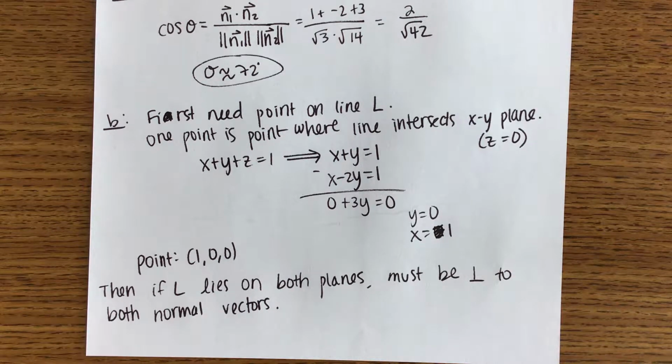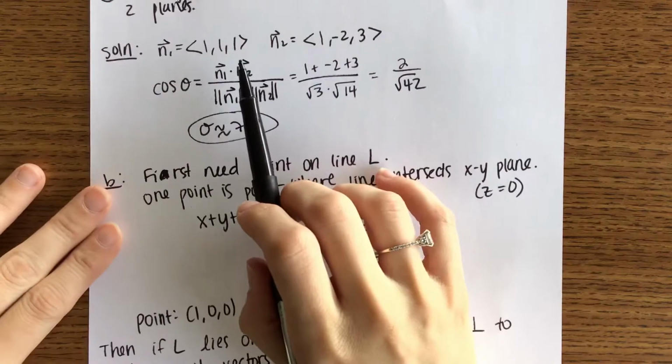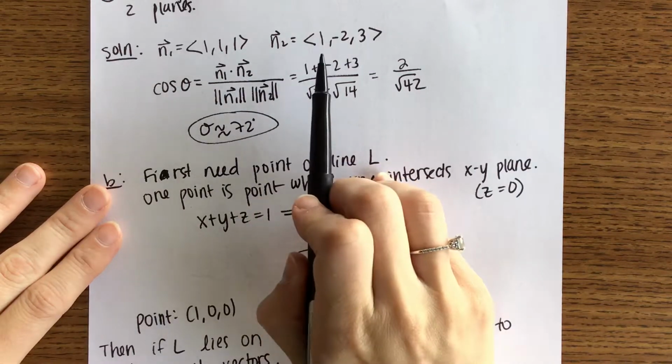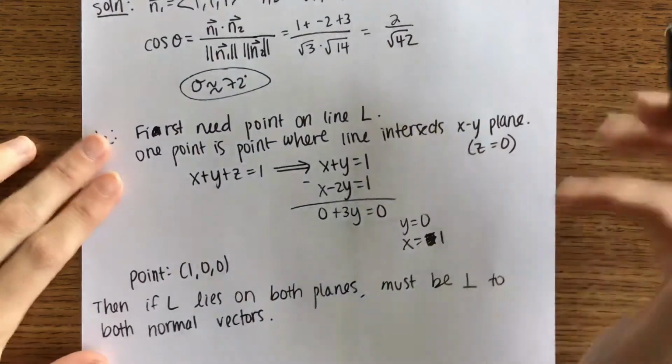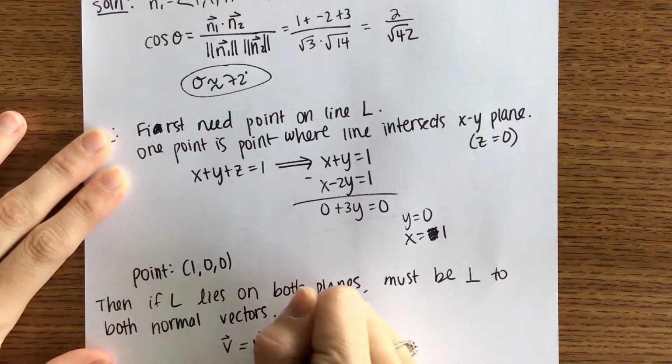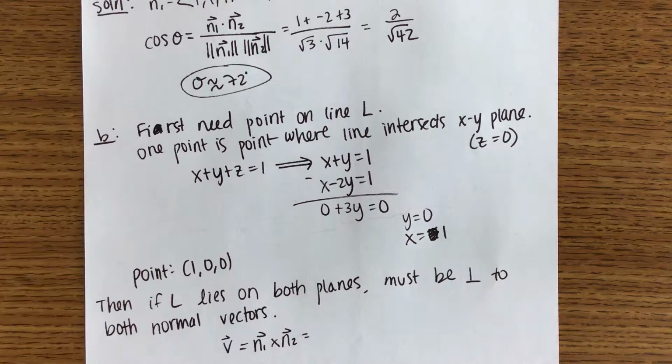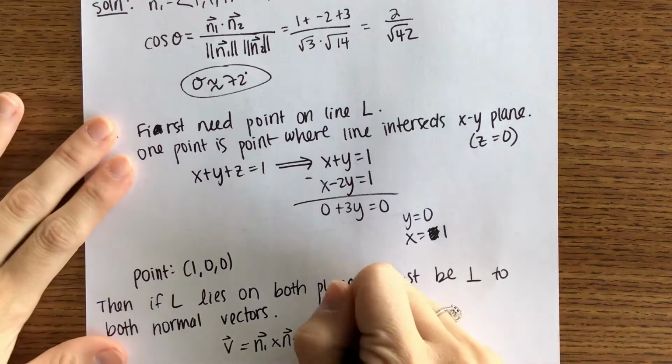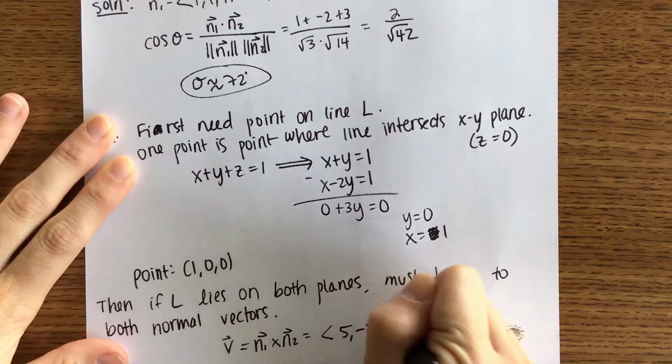Okay, so how do we find a vector that is perpendicular to two other vectors? So I have vectors n1 and n2 up here. You take the cross product. Yeah. So the vector that we're going to use is going to be the cross product of n1 and n2. We've done multiple cross products at this point. Do we want to still do the cross product again? No. Great. I'll tell you, it ends up being 5, negative 2, negative 3.